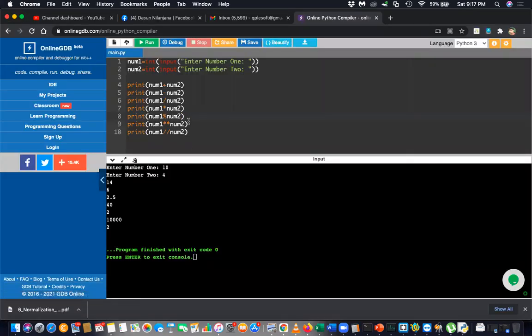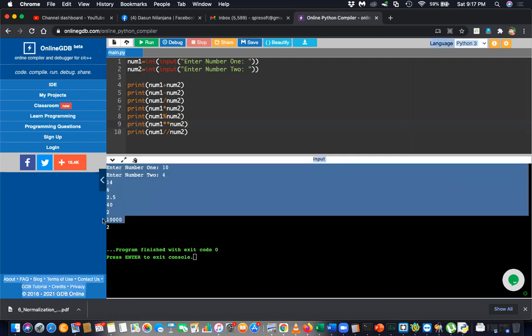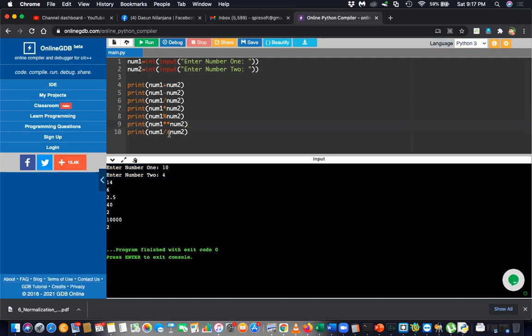So this is like 10 into 4, 10 to the power 4. That means 1, 2, 3, 4 zeros. 10 to the power 4 is 10,000. And next, 10 floor divide by 4. Floor divide means you divide and take the floor value. Dividing 10 by 4 gives 2.5. Dropping the 0.5, the floor integer value is 2.